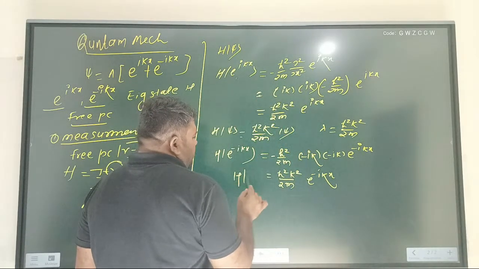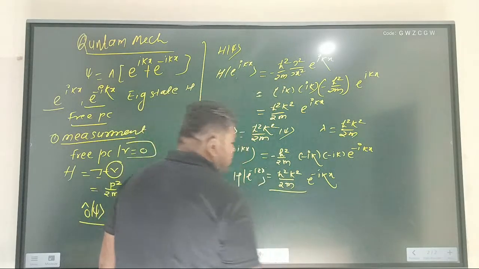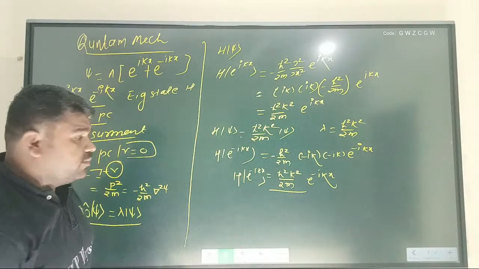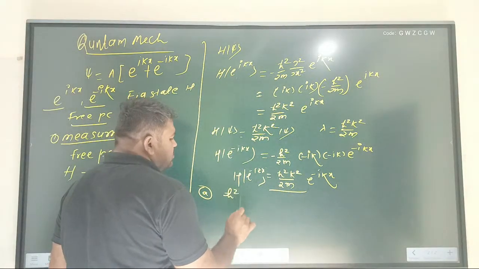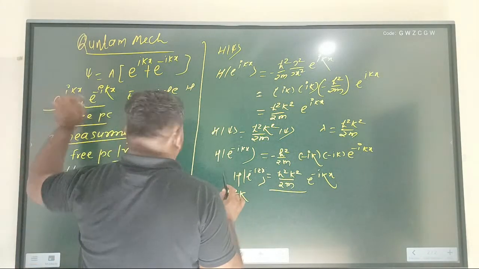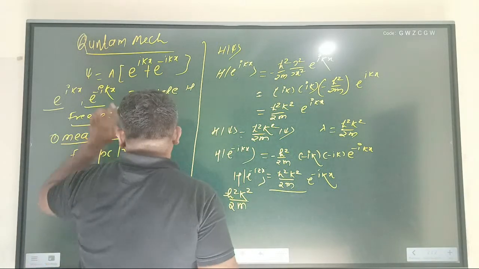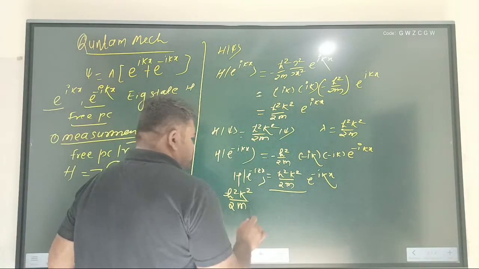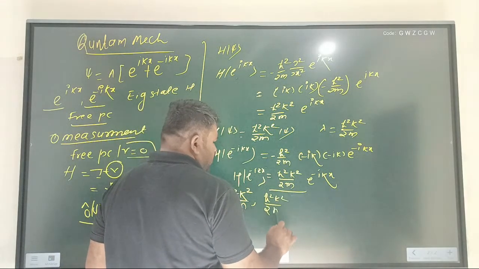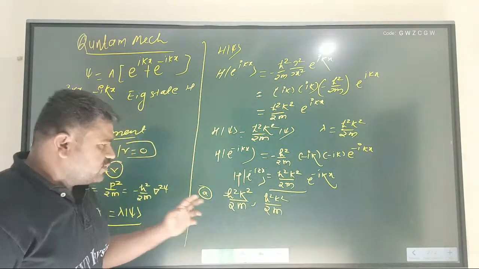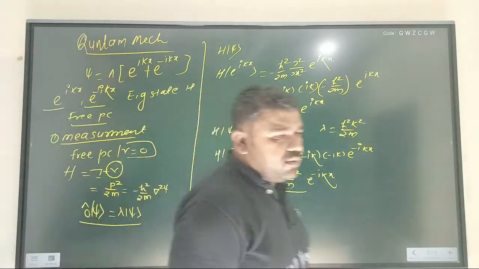Now H operates on e to the power minus ikx. We are getting the measurement h cross square k square upon 2m. Means what is the measurement for both the cases? For both the functions, e to the power plus ikx, the measurement is h cross square k square upon 2m. For minus ikx it is also the same, h cross square k square upon 2m. Sometimes they ask questions on what is the measurement for this case. The answer is h cross square k square upon 2m.